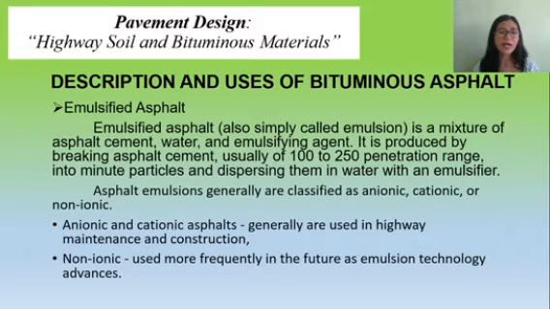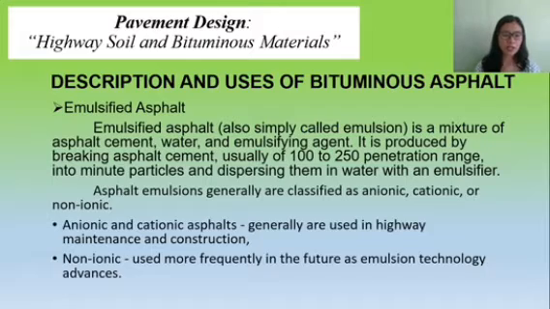So next we have here the emulsified asphalt. Emulsified asphalt, also simply called emulsion, is a mixture of asphalt cement, water, and an emulsifying agent. It is produced by breaking asphalt cement, usually in the 100 to 250 penetration range, into minute particles and dispersing them in water with an emulsifier.